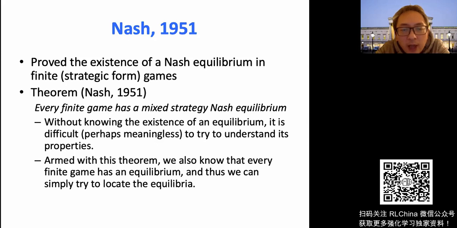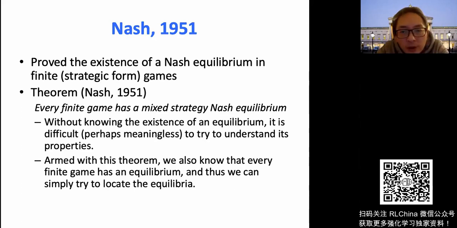He didn't really say whether that's unique, right? It might be the case that we have multiple Nash equilibria, as we can count. But this theorem tells us at least there's one mixed strategy Nash equilibrium.